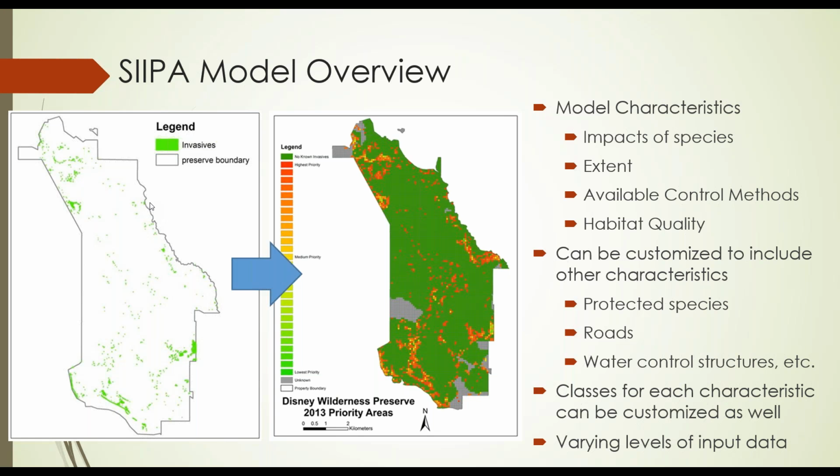So I went with the framework that's provided by the Nature Conservancy's draft weed management plan. It considers these 4 characteristics: the impacts of the species, the extent, the available control methods, and habitat quality. The reason I went with this is not just because I was a TNC employee and drank that Kool-Aid a long time ago, but also because these 4 characteristics are commonly recognized in the vast majority of other prioritization systems that are out there. So there's good support that these are critical characteristics for invasive species control.